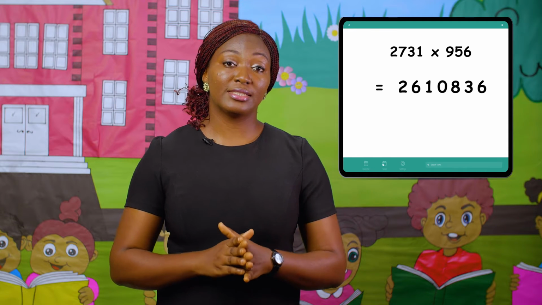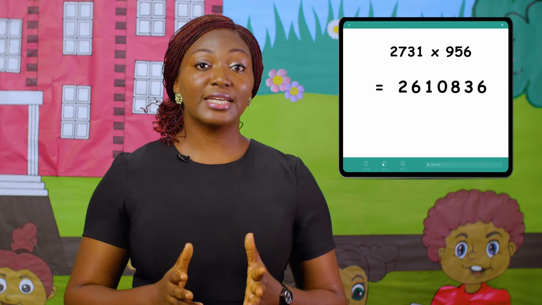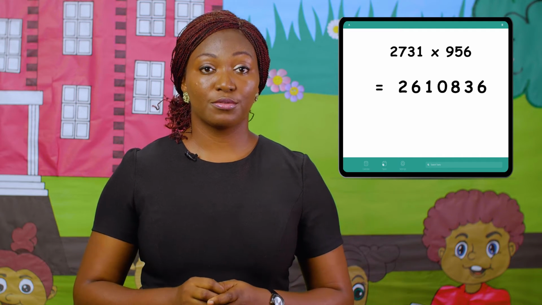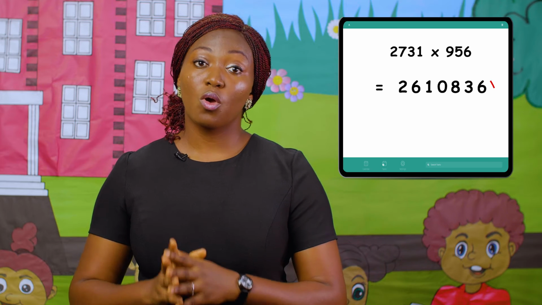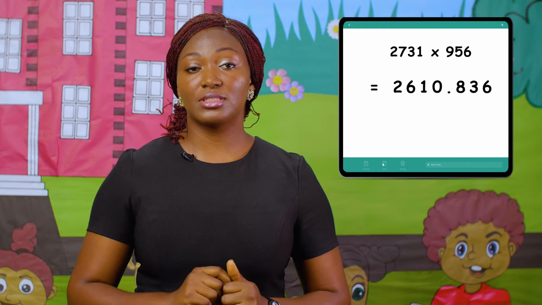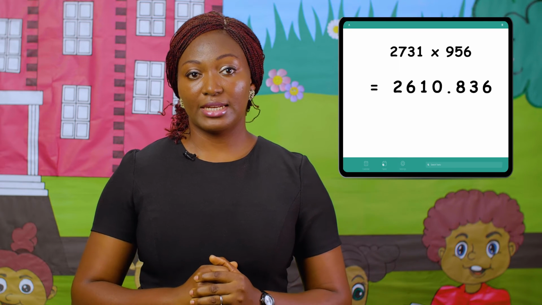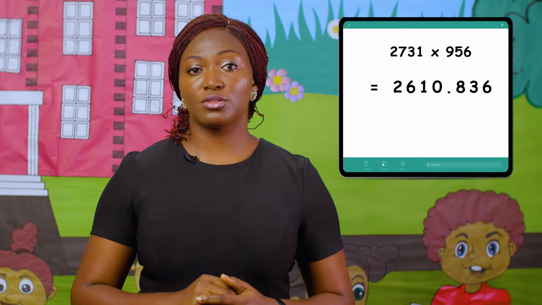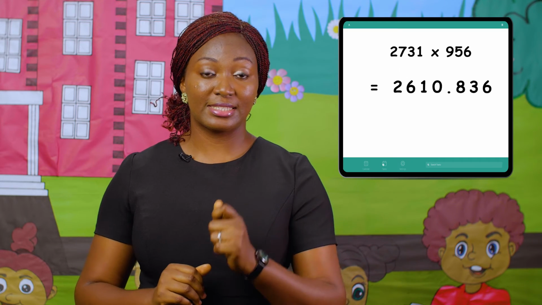And we put in our decimal places from the right to the left. Placing the decimal point from the right, we count 3 steps to the left. 1, 2, 3. That leaves the decimal point between 0 and 8. And then it gives us 2,610.836. But the question says correct to 2 decimal places.